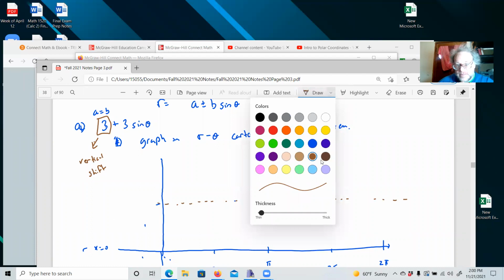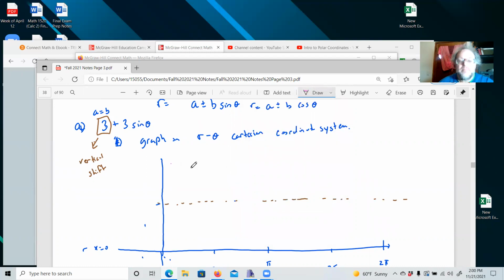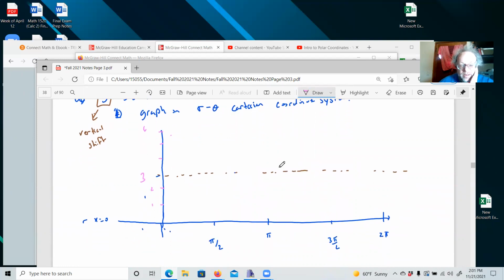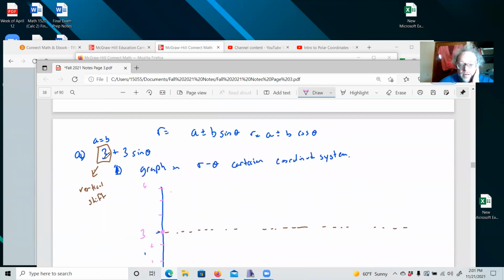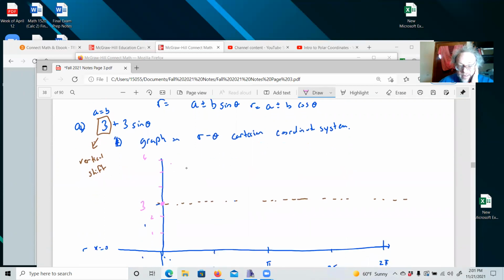So let's go ahead and, okay, so that's my 3. This is 4, 5, 6. And how do we graph 3 sine theta? We said, well, the first point, when theta is equal to 0, r is equal to 3, because sine of 0 is 0, so we just have 3. When we get to pi over 2, sine grows to 1. So we have 3 plus 3. We are up here at 6.